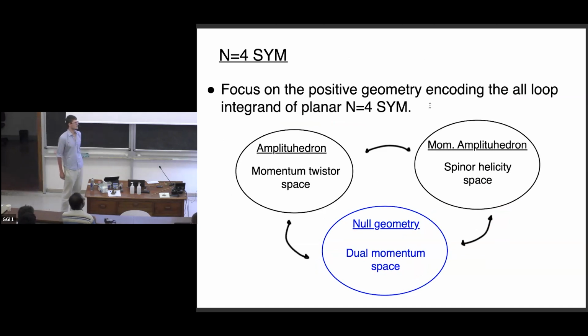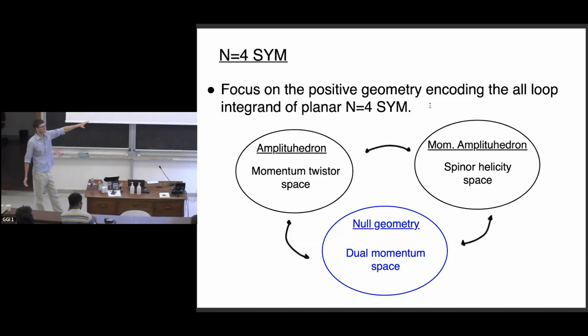Otherwise, if your favorite description of kinematic space is spinor helicity space, then the correct positive geometry, well, its name is the momentum amplituhedron. And as I said, these encode tree level scattering amplitudes and the all loop integrand of planar N=4. And it's in these two spaces at the top which the bulk of the work on either the amplituhedron or the momentum amplituhedron has taken place.